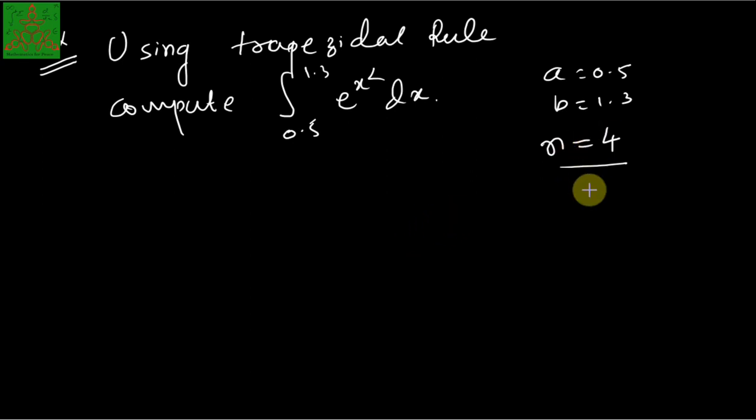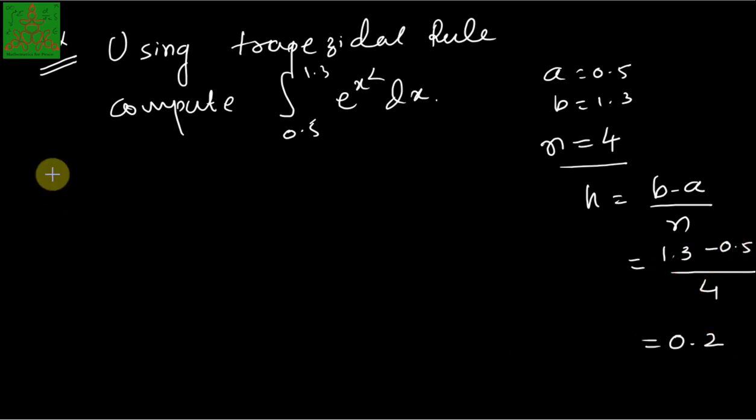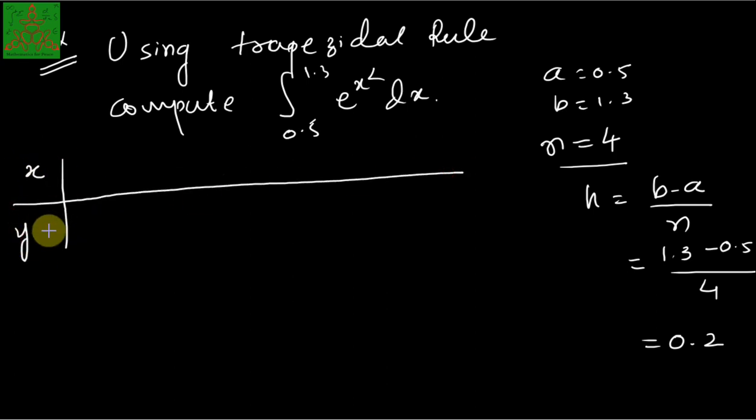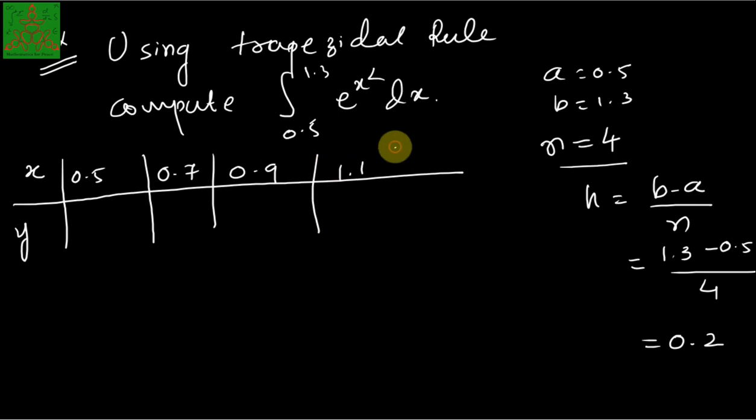So n is 4. So what is h? That is b minus a upon n, because I want to divide this interval ab into this many equal parts. So that gives 1.3 minus 0.5 upon 4, which gives 0.2. Now we have to fix x and y. The values of x have a difference of 0.2. The first value x0 is 0.5, then 0.7, then 0.9, then 1.1, then 1.3. And using the calculator, your function y is e power x square.